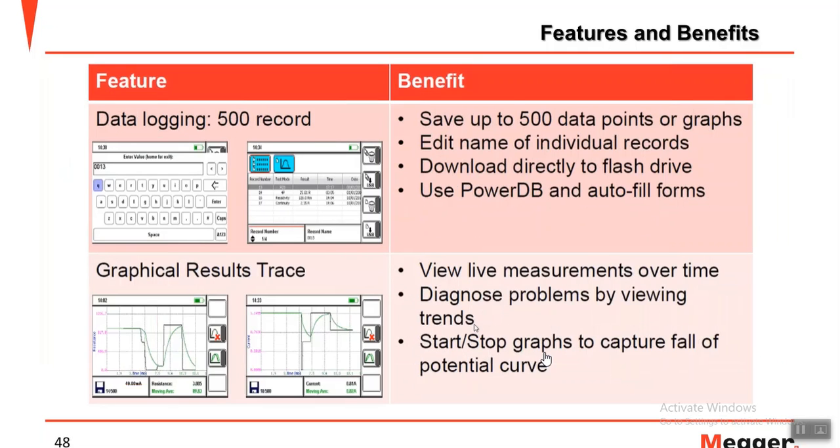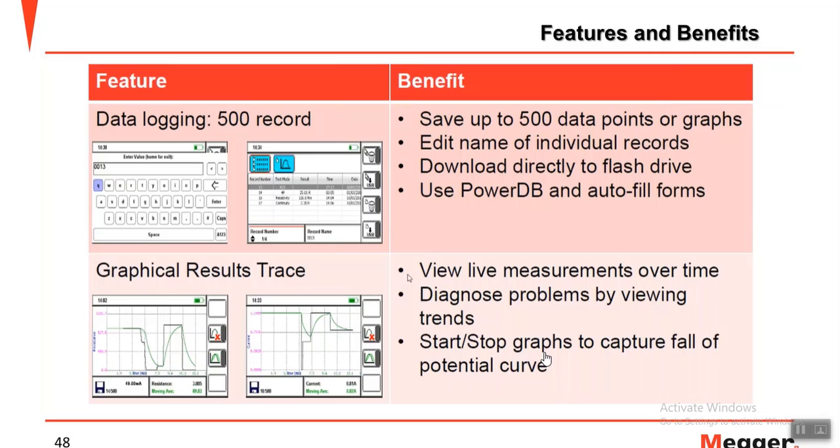And data logging up to 500 records, saving up to 500 points. You can edit the name of each individual record. You can download directly to a flash drive, and it is also compatible with PowerDB, which is the Megger general software, with autofill form. It automatically fills the form that you can see in the PowerDB software.